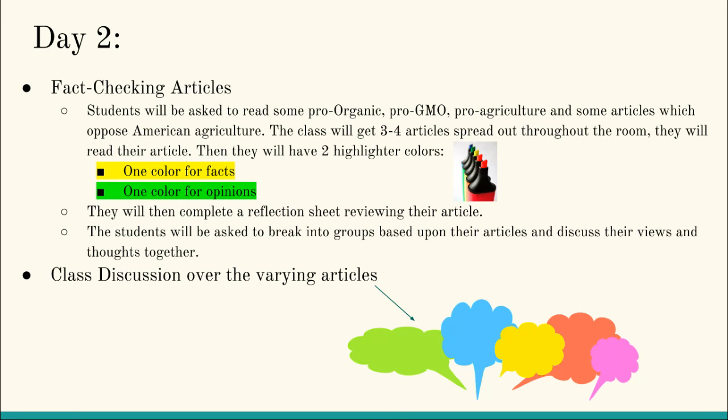Day 2 is fact-checking articles. I will give the students 3 to 4 articles spread throughout the room. I have them in pods, so I try and give them all different articles. Some will be pro-organic, some will be pro-GMO, pro-agriculture, and some will definitely oppose American agriculture. So they'll read the article, and they'll have 2 highlighters. One will be for facts, one is for opinions. Then they'll create a reflection sheet reviewing that article and its bias or non-bias. The students will understand what that means as we go through.